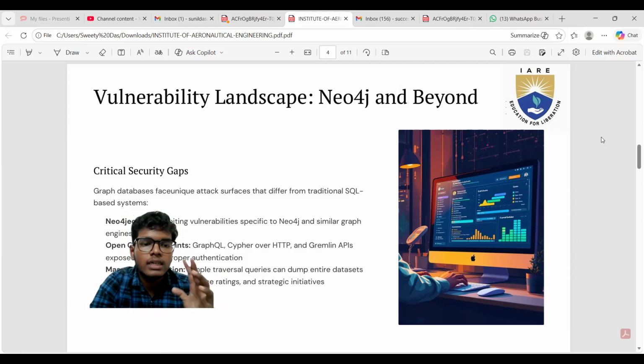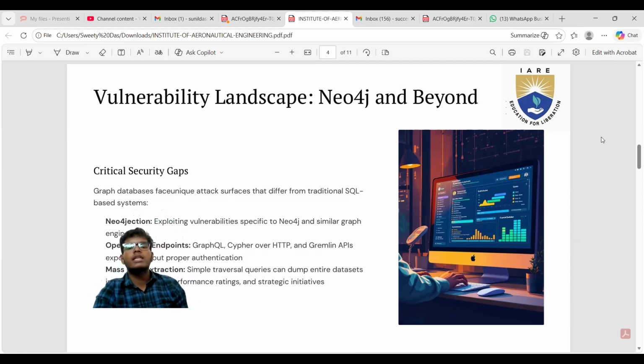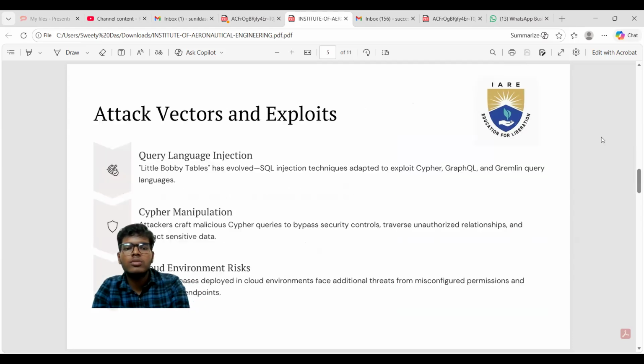Critical security gaps. Graph databases pack unique attack surfaces that differ from traditional SQL-based systems. Neo4j: exploiting vulnerabilities specific to Neo4j and similar graph engines. Open query endpoints, GraphQL, Cypher over HTTP, and Gremlin APIs exposed without proper authentication, enabling mass data extraction.